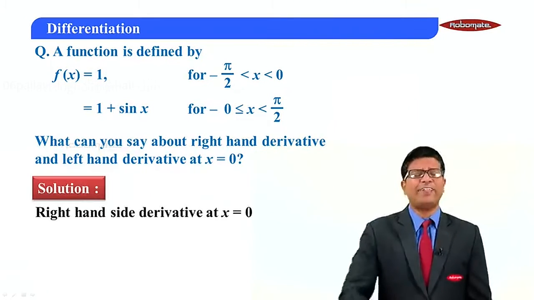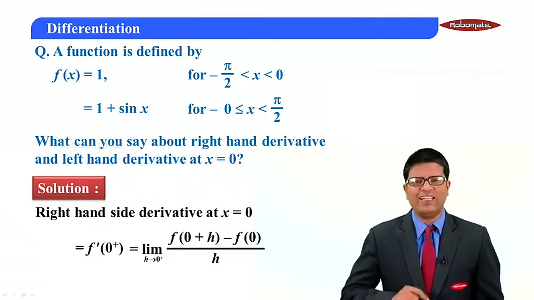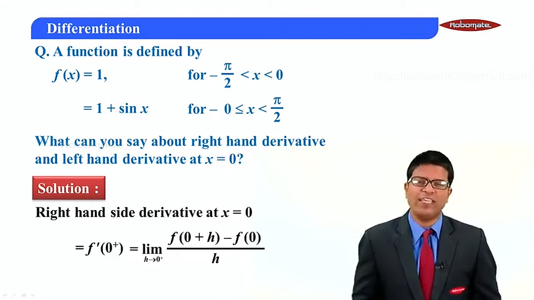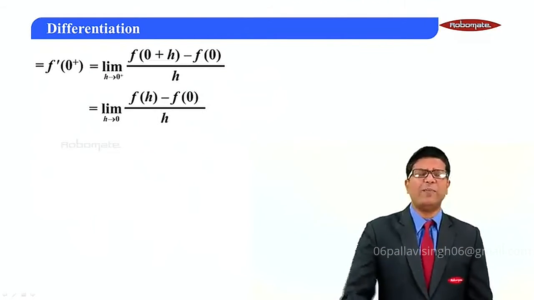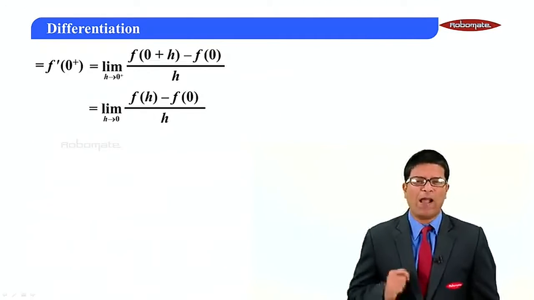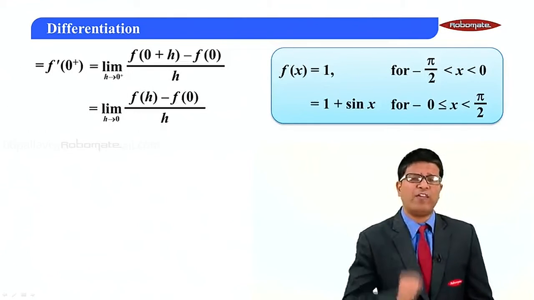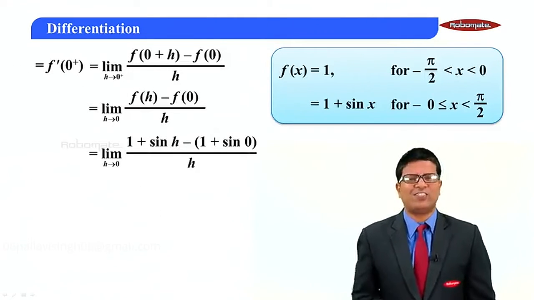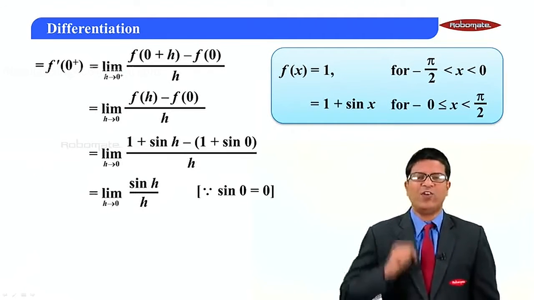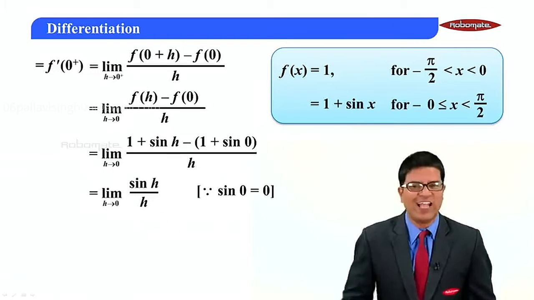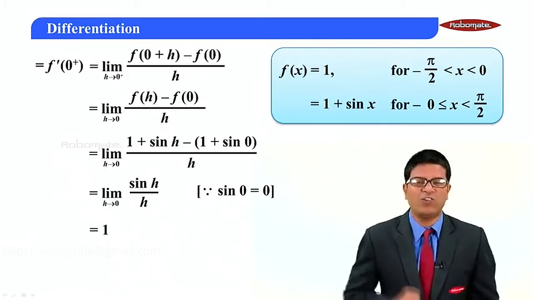Let us start. A right hand side derivative at x = 0 is f'(0+) = limit h tends to 0+ of [f(0+h) - f(0)] / h. That is limit h tends to 0 of [f(h) - f(0)] / h. For 0+, f(h) will be 1 + sin h, minus f(0) which will be 1 + sin 0, upon h, which is nothing but sin h / h. Limit h tends to 0 of sin h / h is nothing but 1.